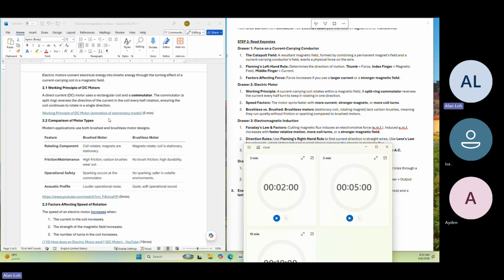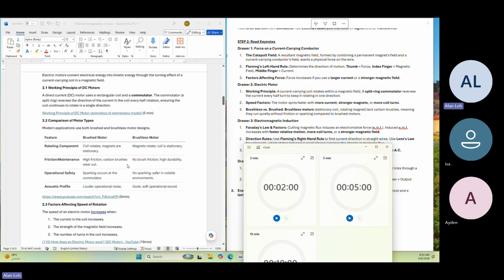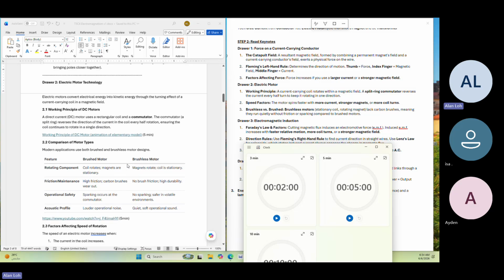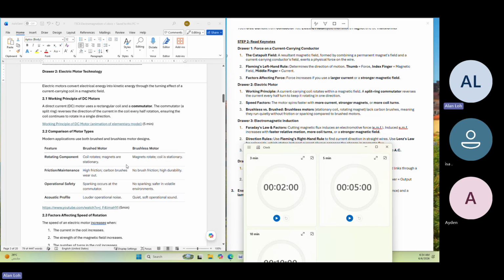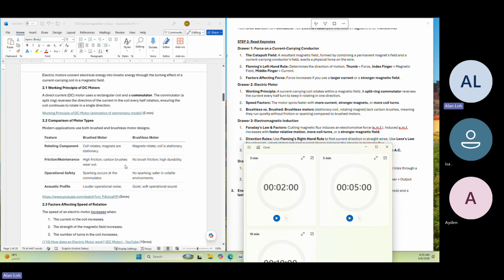You can come back to this link later if you think that you did not understand the principle of the motor and you need more information about the brush and brushless motor. But for now, let's continue on the steps. Drawer 2, step 3 is done. So your understanding level should increase to level 3 now.